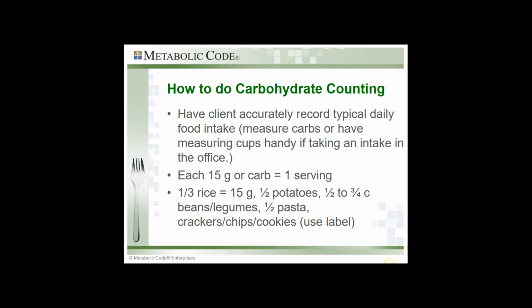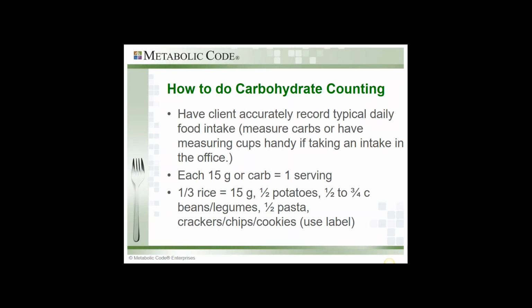But what you're doing is you're trying to quantify how many carbohydrate servings they're taking in currently. And these are from the high glycemic index and high glycemic load foods. We're not counting non-starchy vegetables. Those are the foods they can eat as much as they want. Each serving of food that gives you 15 grams of carbohydrate is 1 carb serving.